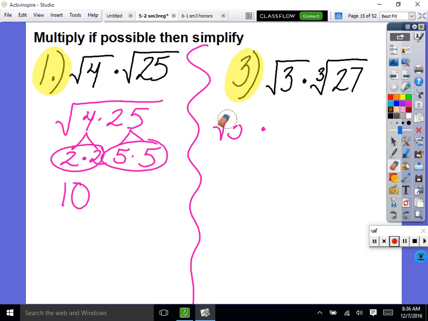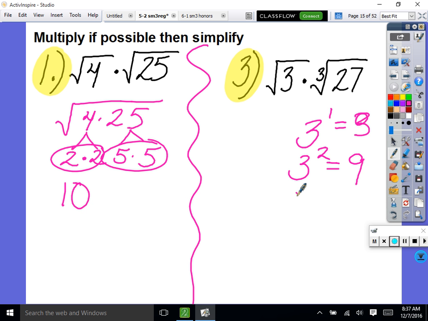So let's see here. Can we rewrite 27? Let's see. 27, can we write it as base 3? Because isn't this base 3? What's 3 to the 1st? 3. What's 3 to the 2nd? What's 3 to the 3rd? 27. Okay, so this is one of those tricky ones, even though it looks like the root's not the same, the base is the same, it's just in disguise. So let's rewrite this. The square root of 3 times the cube root of 27, which is 3 cubed, so we have 3 to the 3rd.